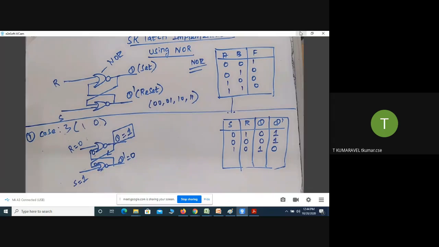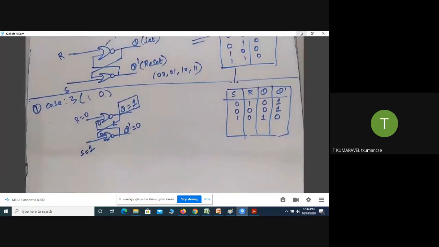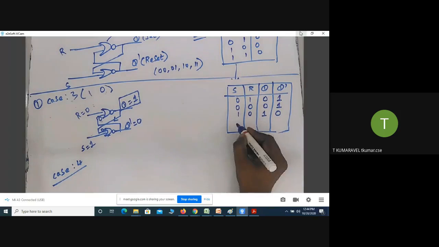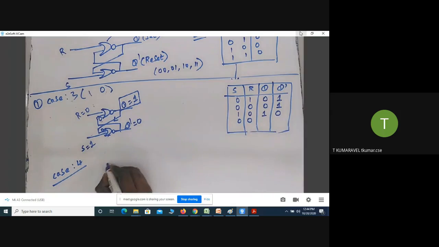Similarly for the next case. What is the next case? I'm taking case 4. My input combination is again 0 0, R equal to 0 and S equal to 0. I'm going to check what is the behavior of the circuit.